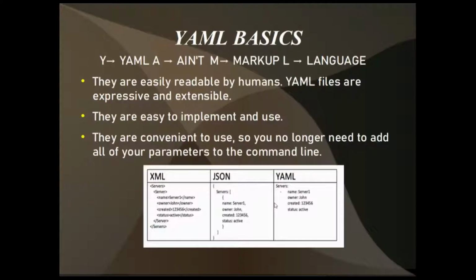YAML is very easy to read, expressive, and easy to implement, and as I mentioned again and again, it is easy to read. The full form of YAML is: Y stands for YAML, A stands for Ain't, M stands for Markup, and L stands for Language. If you see the screenshot below, you can easily see the difference between XML, JSON, and how the YAML file looks. It's basically pretty simple.